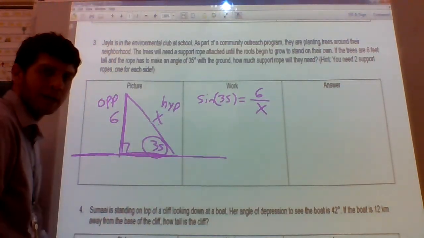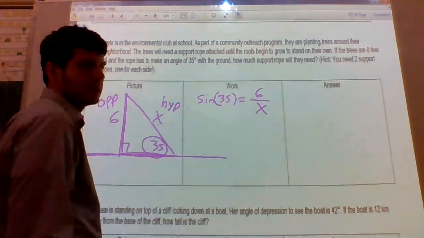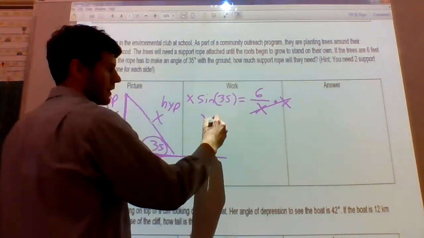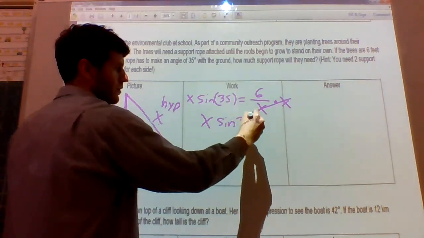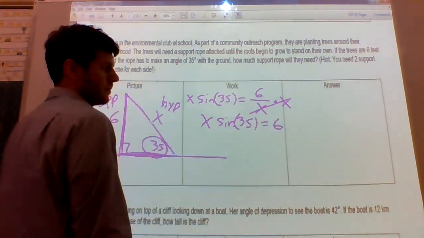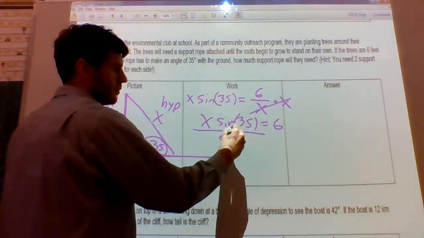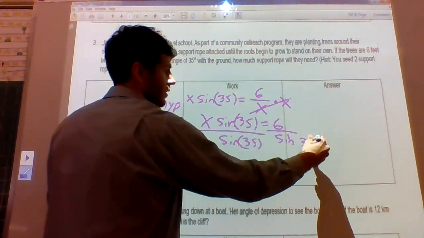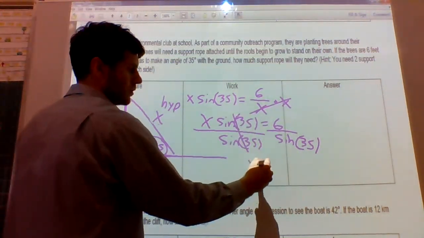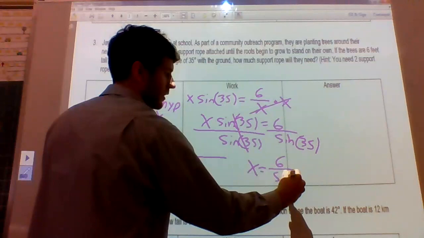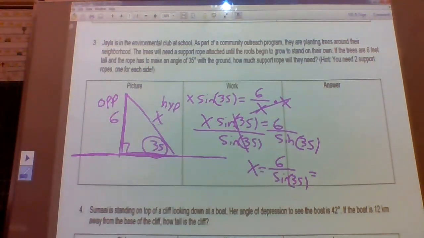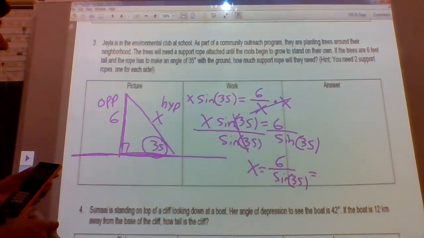We want to solve for x, so we've got to get x by itself, which means getting it out of the denominator. So we need to multiply both sides by x first. So we have x sine 35 equals 6. We want to get x by itself, so we need to divide both sides by the sine of 35. So x equals 6 divided by the sine of 35, which is 10.5.